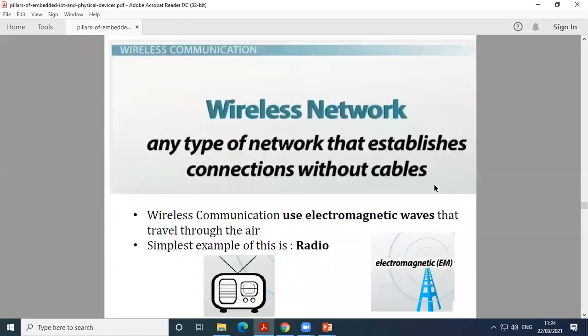Here you can see that a wireless network is a network that establishes connection without cables. Any type of network without wire connection is a wireless network. Wireless communication uses electromagnetic waves that travel through the air. See, the transmission medium is air in the case of a wireless network. For example, a radio, where we have the electromagnetic wave.